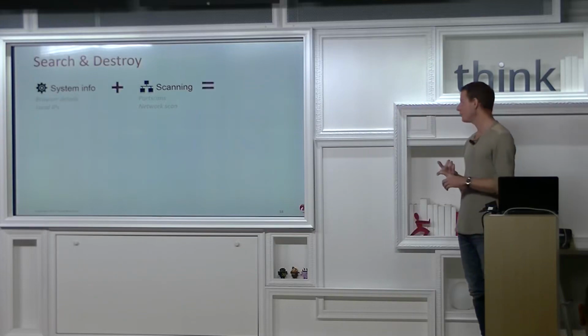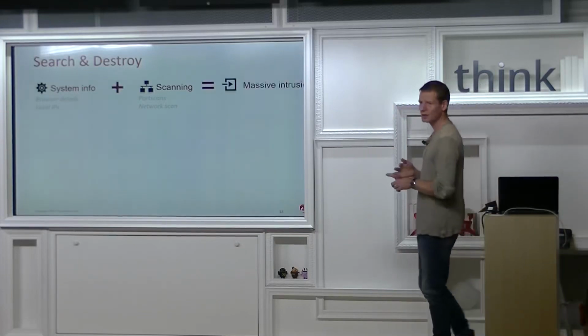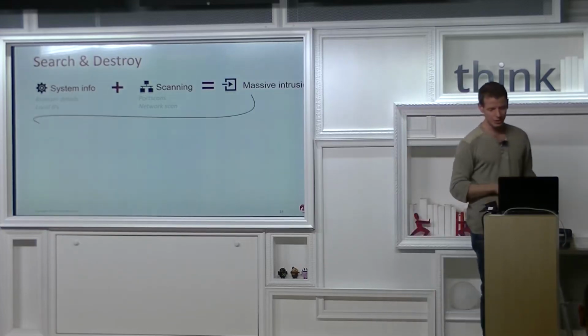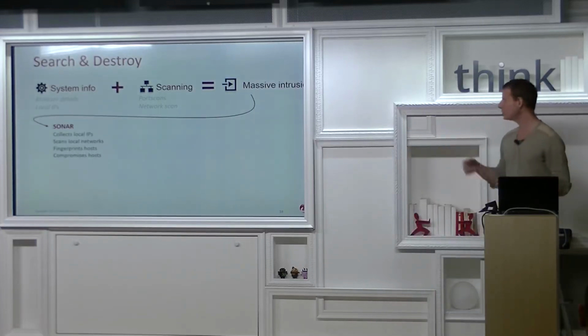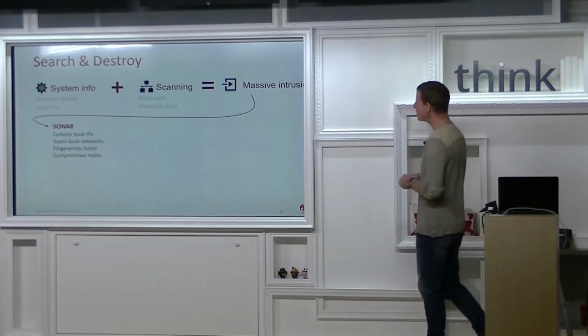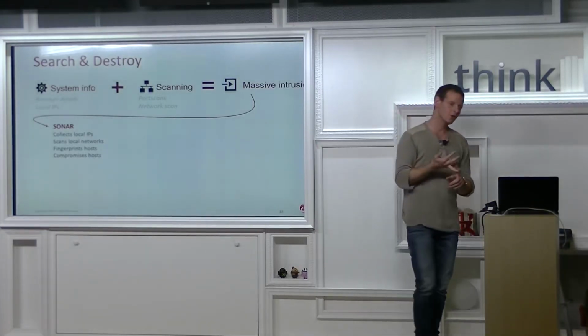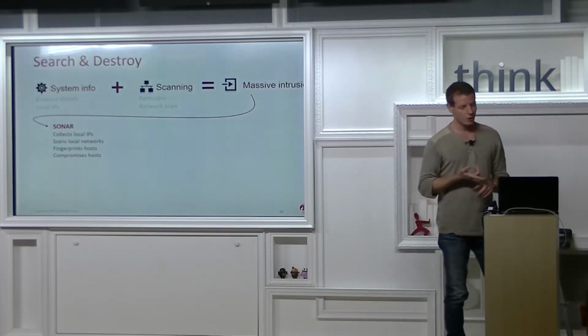We've got all the system information, we've got the local network, we've got the capability to scan. So now we can start to massively get into stuff. And that's Sonar, a pretty new software also, that collects local IPs. It's going to scan, of course, first, fingerprint, find vulnerabilities, and compromise.